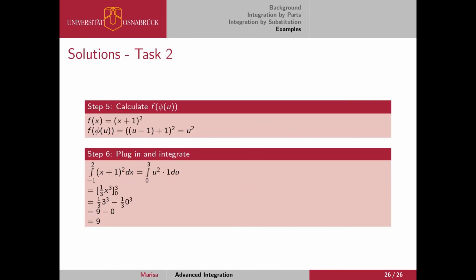Now on to step 5. Here we calculate f of phi of u. We know that f of x is (x plus 1) to the power of 2, as this was given in the task. We also know phi of u and can plug it in for x. This yields u squared as the result for f of phi of u.